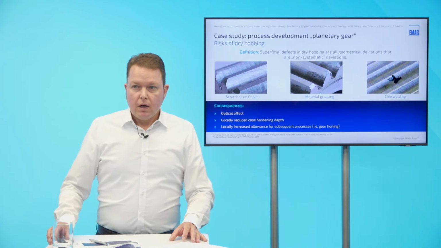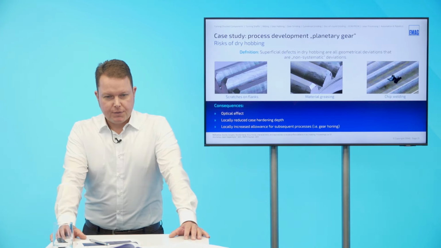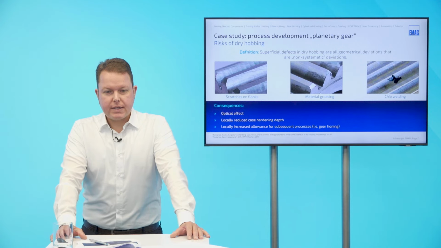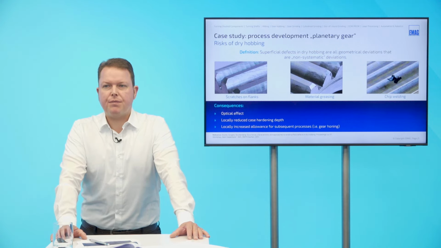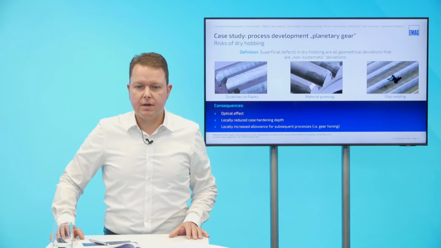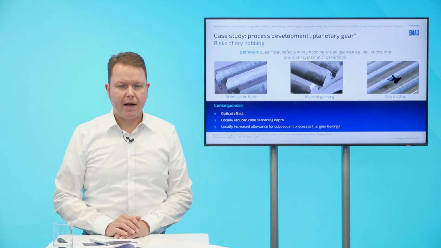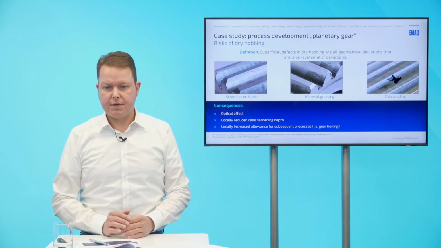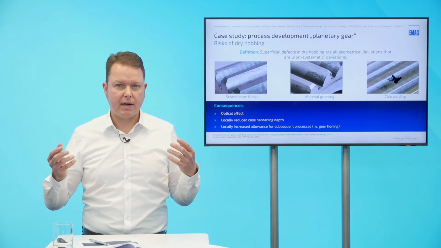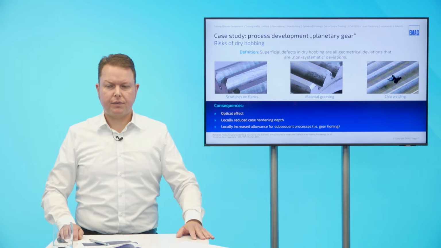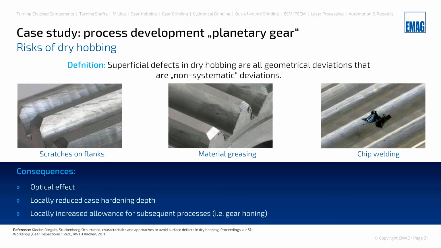Sure. There are, of course, also risks when it comes to dry hobbing, and the risk is the superficial defects that we find in dry hobbing, but we will not find this in wet hobbing at all. The superficial defects have been defined as all geometrical deviations that are of non-systematic character. We see them here in these three pictures. First and foremost, there are the scratches on the flanks. This is just an optical effect. But then there is the material greasing and the chip welding.